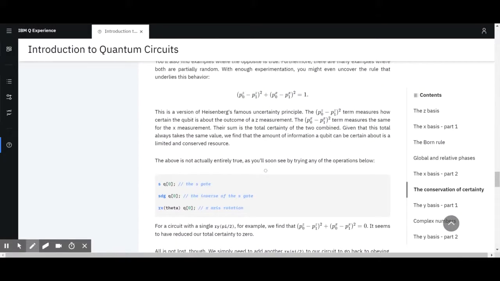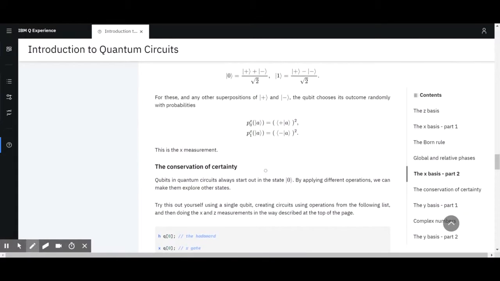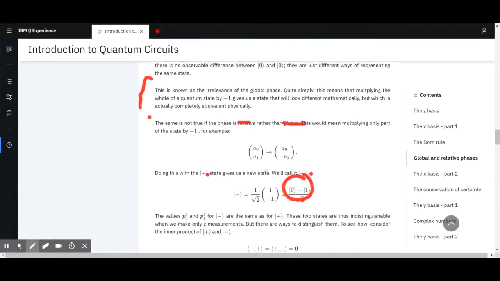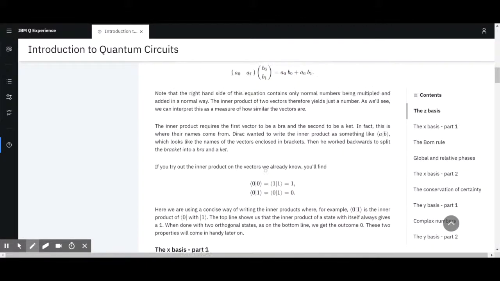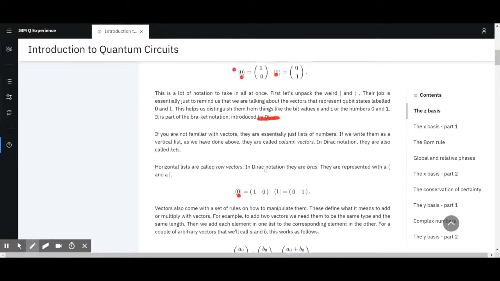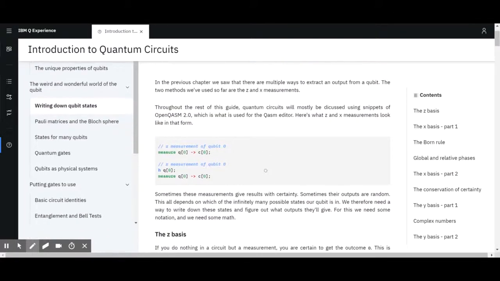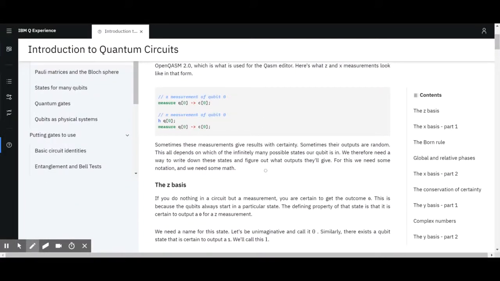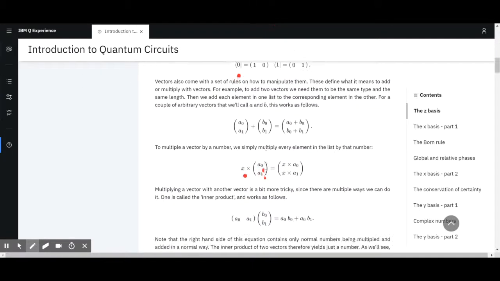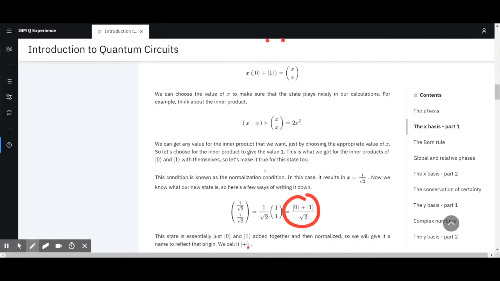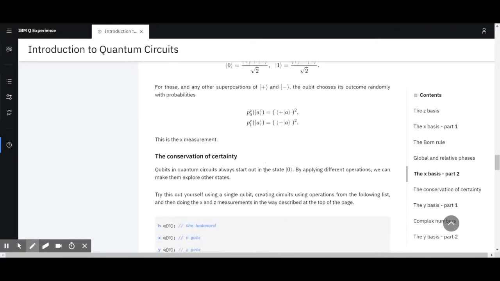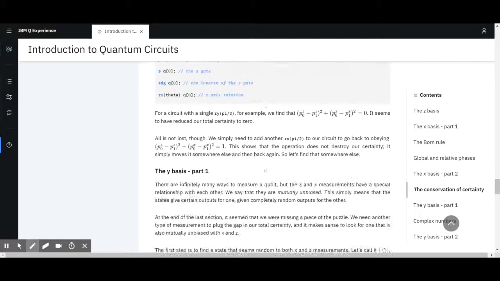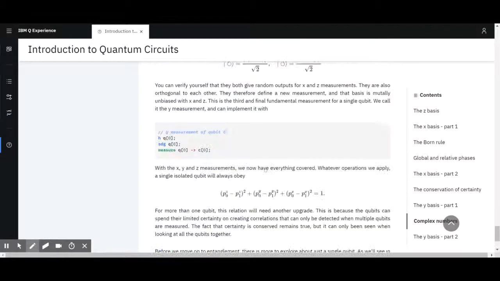Okay. Let me check. Conservation. So what have we? It's in general a bit confusing. It's just a mathematical foundation. I think that, while interesting, it's probably not super needed to go through that.